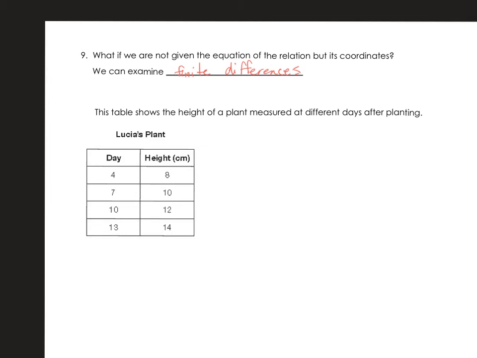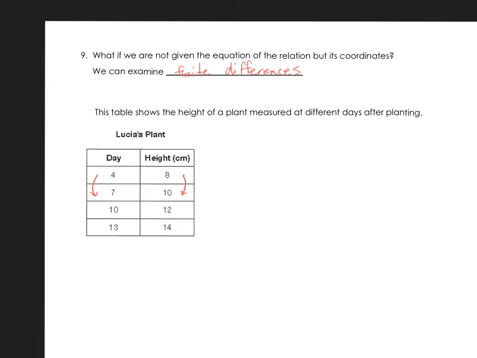So the first thing we're going to do is examine how we move from one point to another point. And we're going to examine then the move from the point (4, 8) to the point (7, 10). Now, we don't need to write out that red at all. But really what we're going to look at is the movement within those points within the table.